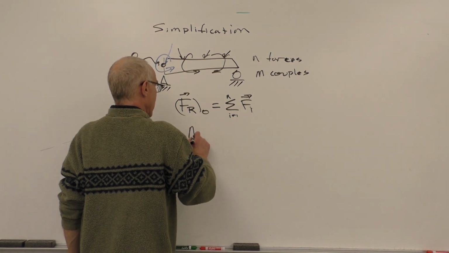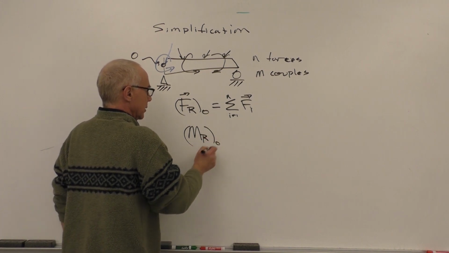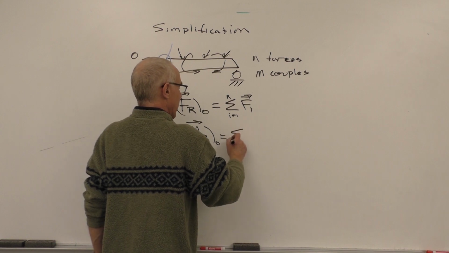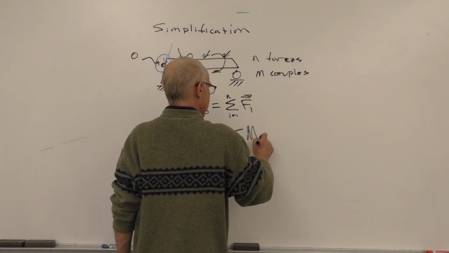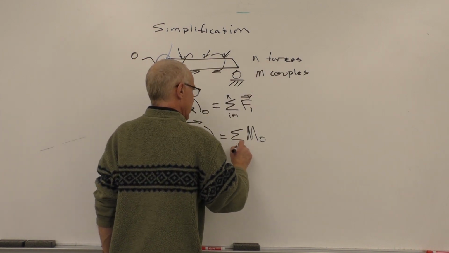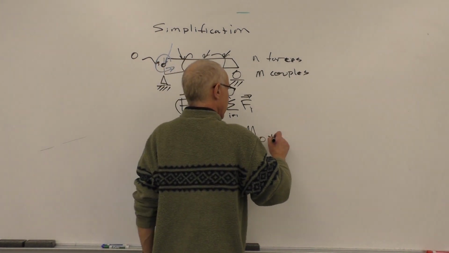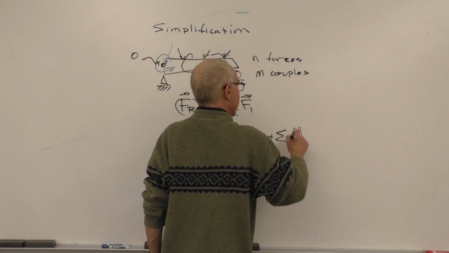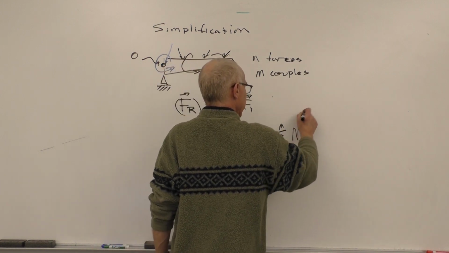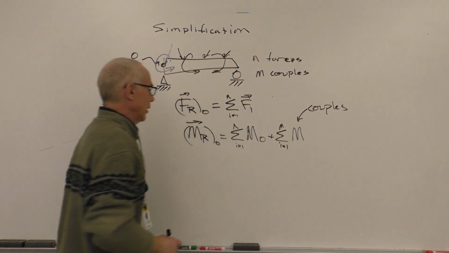Now we're going to talk about our resultant moment, MR, about point O. And that's going to be equal to the sum of the moments, about point O, from these N forces. So I'm going to put i equals 1 to N. And then we're going to add to that the sum of the moments from the couples. So that'll be i equals 1 to M. These are from the couples. Okay, that's all you have to do.